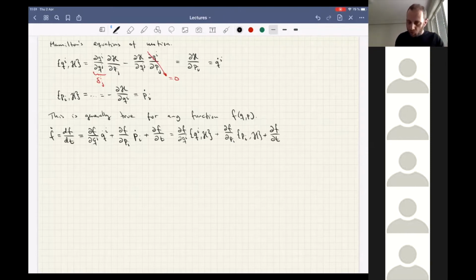And if you look at what this expression is, we can rewrite this as the Poisson bracket between f and the Hamiltonian plus ∂f/∂t. So what this tells you is that if f is not explicitly dependent on time, then its time derivative would be given by this Poisson bracket with the Hamiltonian. In particular, it means that if this Poisson bracket is 0 and the function is not explicitly dependent on time, then this quantity f would be a conserved quantity.